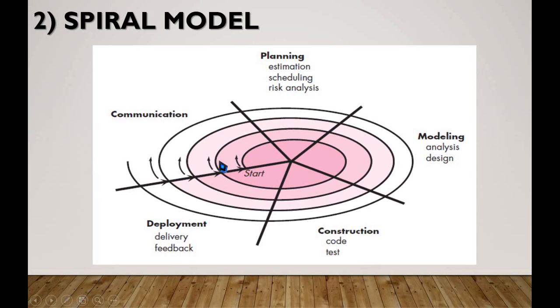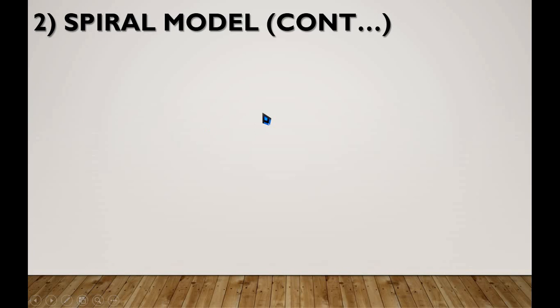Means in the first iteration the communication phase will be there, after it planning, after it modeling, then construction, and then deployment. In the second iteration, communication will again be there after the first delivery. So it will be in a spiral model, means if we have 5 iterations or 5 increments, then this will be 5 spirals. Okay, so this is the spiral model.